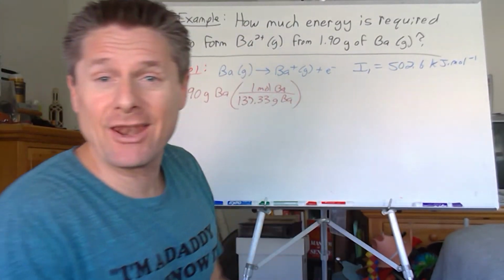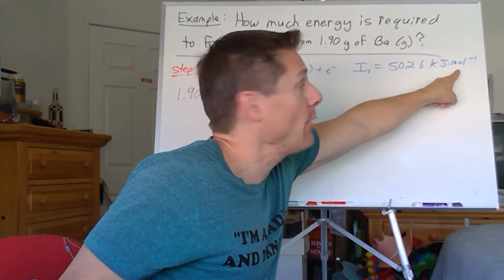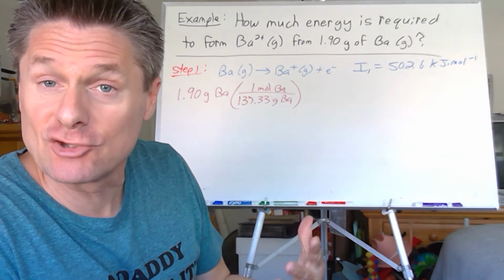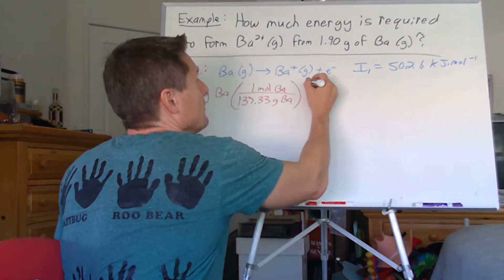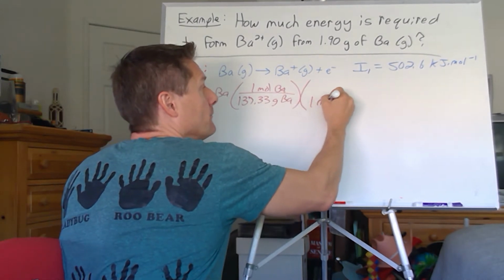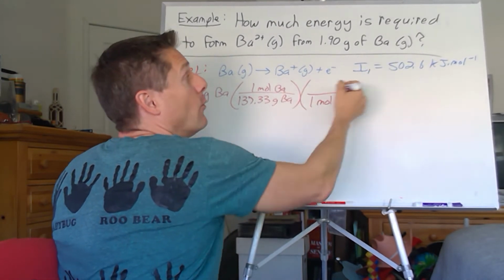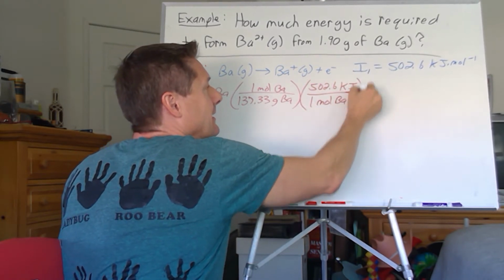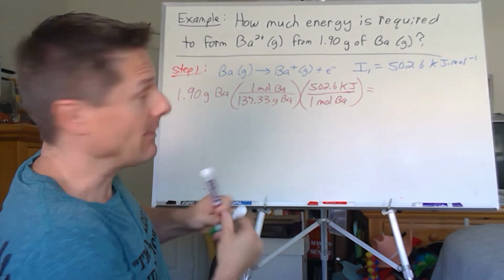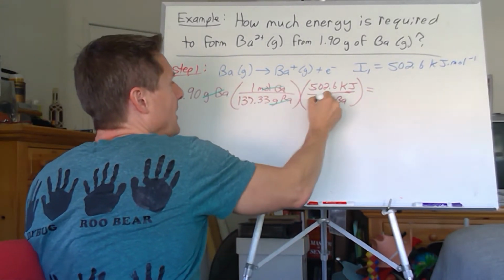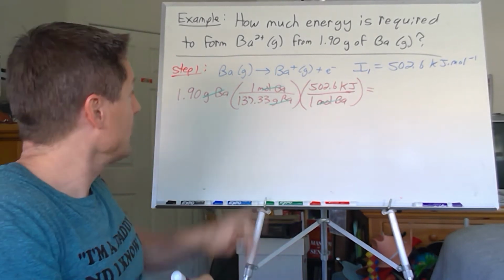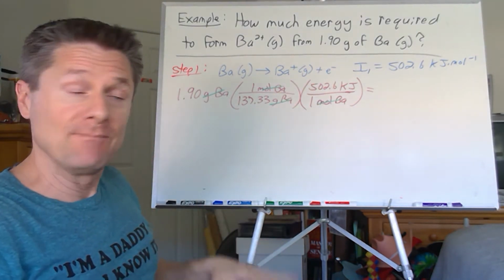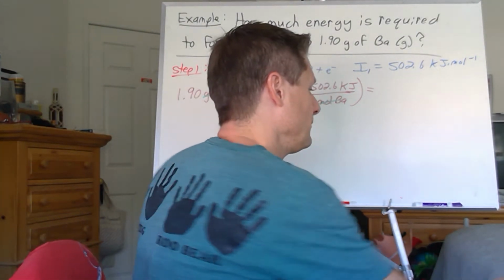Now we can use that energy as a conversion factor between the amount of barium and the energy it takes, in kilojoules. If we wanted a unit other than kilojoules, we could do that conversion as well. So now we know we have 1 mole of barium, and that would require 502.6 kilojoules. Grams cancels, moles cancels, you're left with kilojoules, units of energy. We have 3 significant digits, 5 significant digits, 4 significant digits, so we're good to 3. Punch that number out, what do you get?